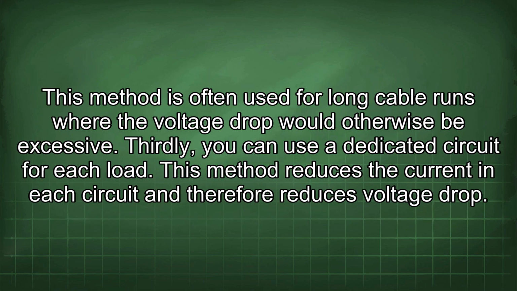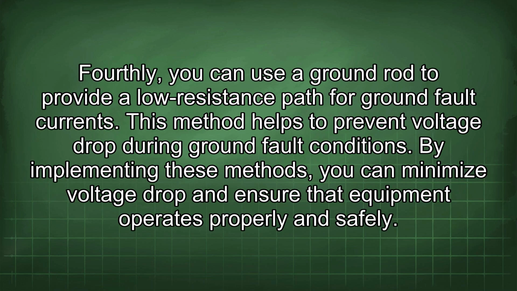This method is often used for long cable runs where the voltage drop would otherwise be excessive. Thirdly, you can use a dedicated circuit for each load. This method reduces the current in each circuit and therefore reduces voltage drop. Fourthly, you can use a ground rod to provide a low resistance path for ground fault currents. This method helps to prevent voltage drop during ground fault conditions. By implementing these methods, you can minimize voltage drop and ensure that equipment operates properly and safely.